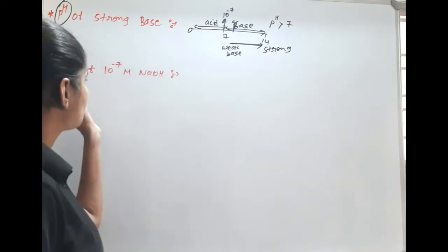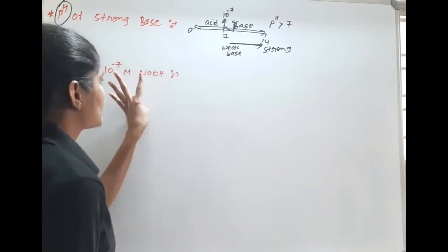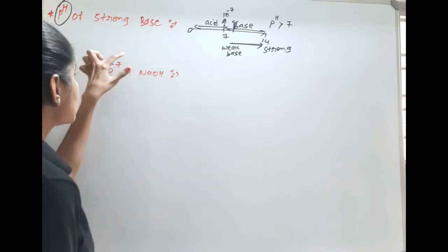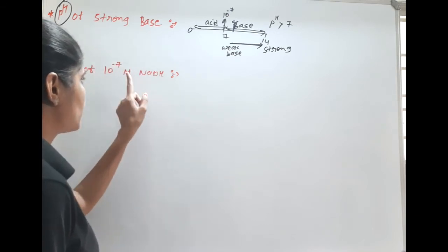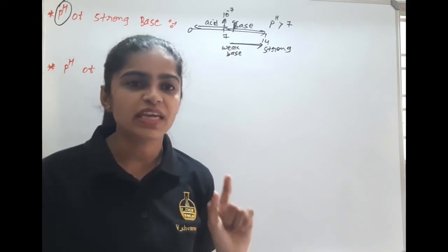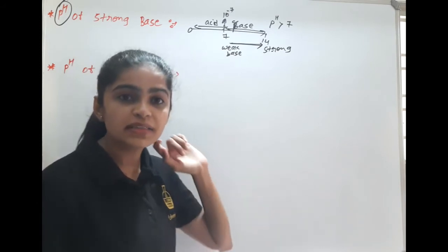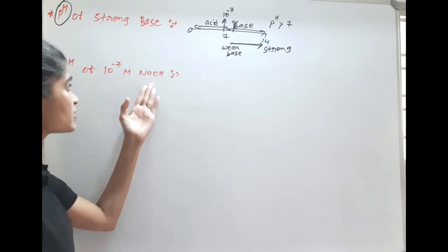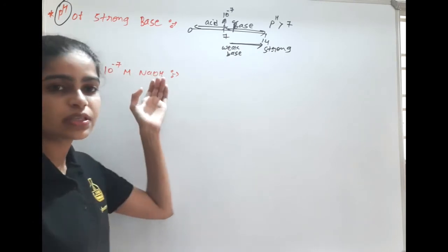Next, to find the pH of 10 raised to minus 7 molar NaOH. We know that a concentration of 10 raised to minus 7 molar means neutral. But in this case, the 10 raised to minus 7 molar solution is a base, NaOH.